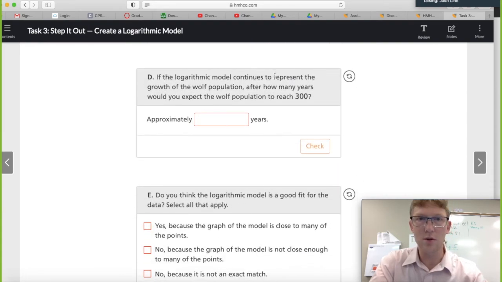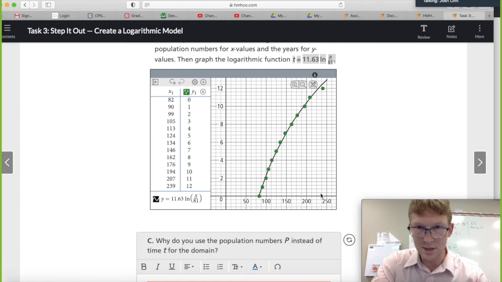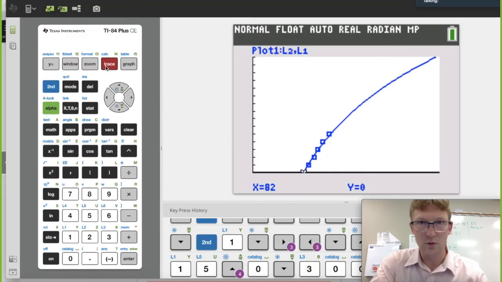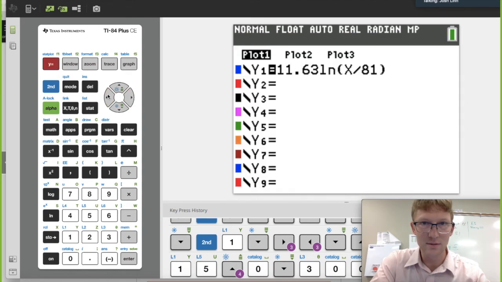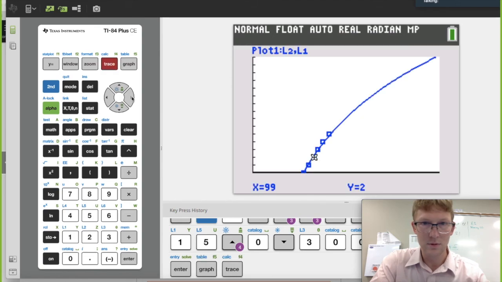So if the logarithmic model continues to represent the growth of the wolf population, after how many years would you expect the wolf population to reach 300? So you can just look at your graph, and your population's down here. Oh, it only goes up to 250. I guess we'll have to use our own graph. So we can just trace. Oh no, it's just tracing. Our trace function is tracing the list and not the function.